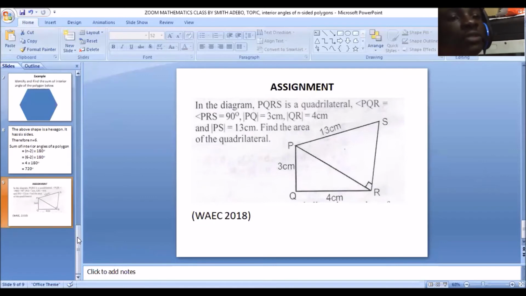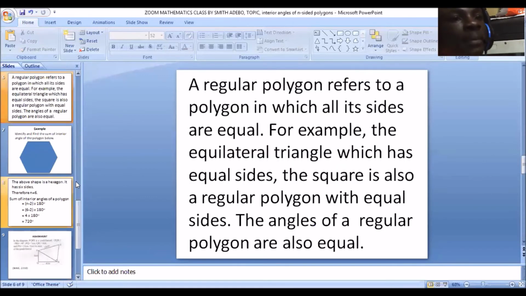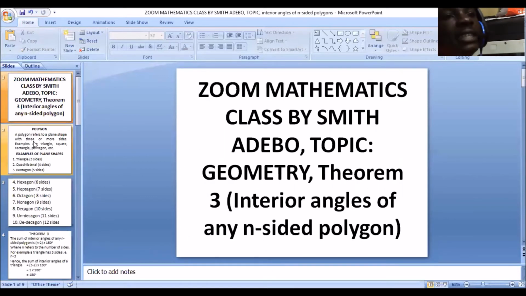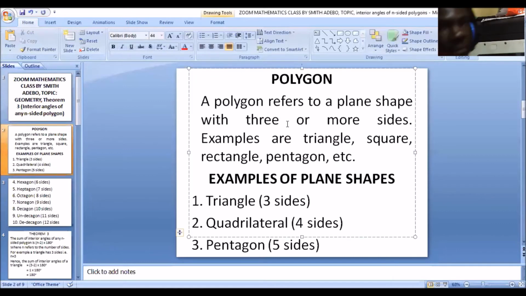But before we go today, we'll just do a brief recap in case you joined late and in case you missed the point. We studied polygons today, and I stated clearly that a polygon refers to a plane shape with 3 or more sides. Examples we gave are triangle, square, rectangle, and pentagon. A triangle has 3 sides. A square has 4 sides. I say 3 or more sides.